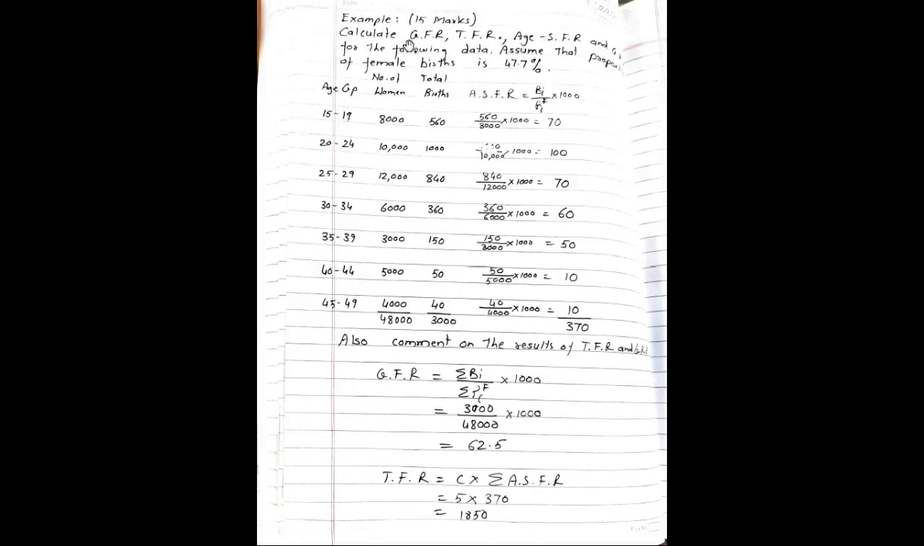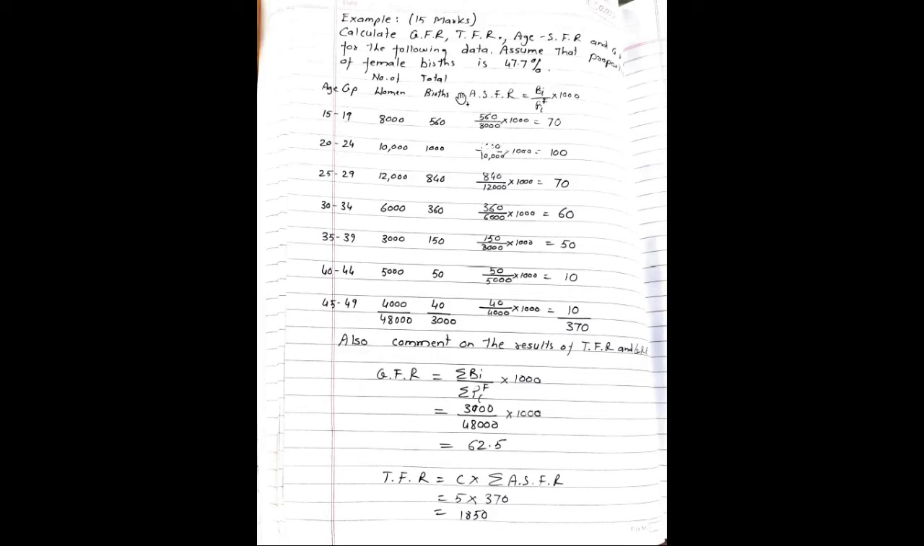See the next example. This is also from the university question paper, for 15 marks. Calculate GFR, TFR, ASFR and GRR for the following data. Assume that the proportion of female births is 47.7%. The age group wise number of female population and number of births values are already given.